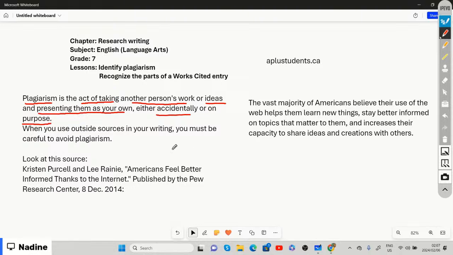When you use outside sources in your writing, you must be careful to avoid plagiarism. Any outside sources that you're using within your writing, you're going to have to be careful when it comes to plagiarism and try to avoid it. During the course of the lesson, we will also find out how you can avoid plagiarism.